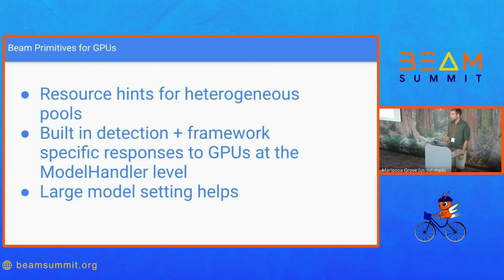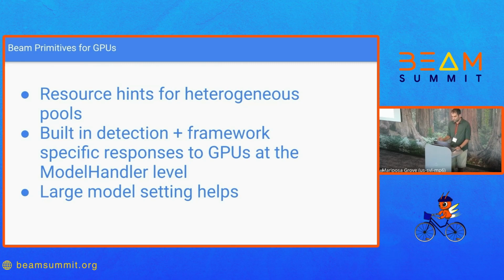Also, at the run inference level, we've got built-in detection for whether you are using a CPU or GPU, and it responds at the model handler level. And again, this allows you to decouple where you're deploying your model from what model you're deploying in your pipeline logic. It's in a similar vein to the memory management piece: you shouldn't have to worry about where you're running your model. You should just need to worry about which model you want to use.